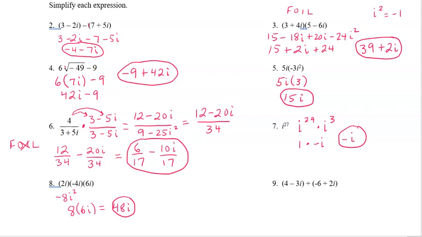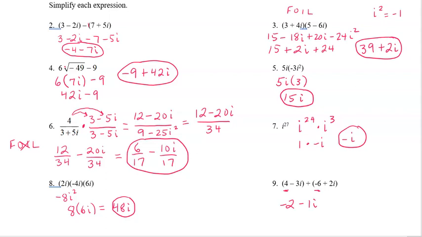Number 9 is an addition problem, so just combine like terms. The real number terms are 4 plus negative 6, which is negative 2. And the imaginary numbers are negative 3i plus 2i. Negative 3 plus 2 is negative 1i.